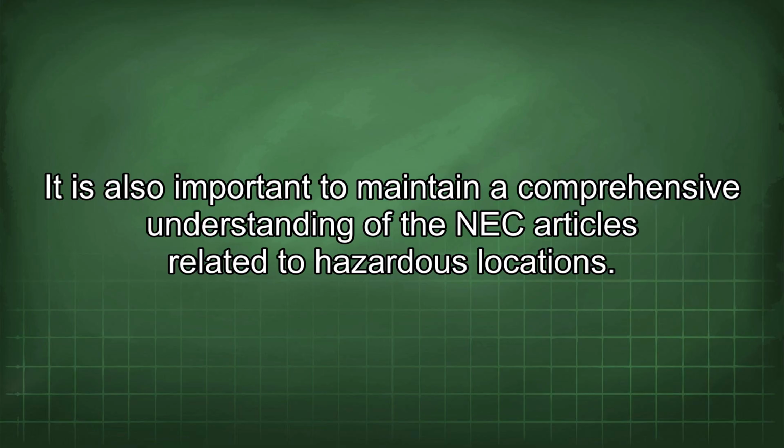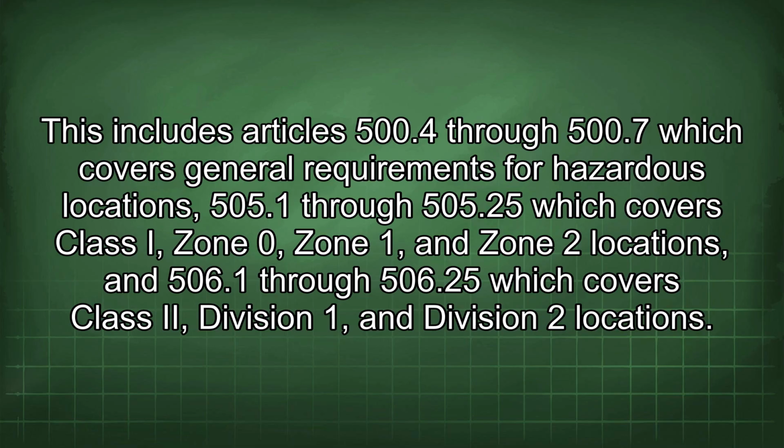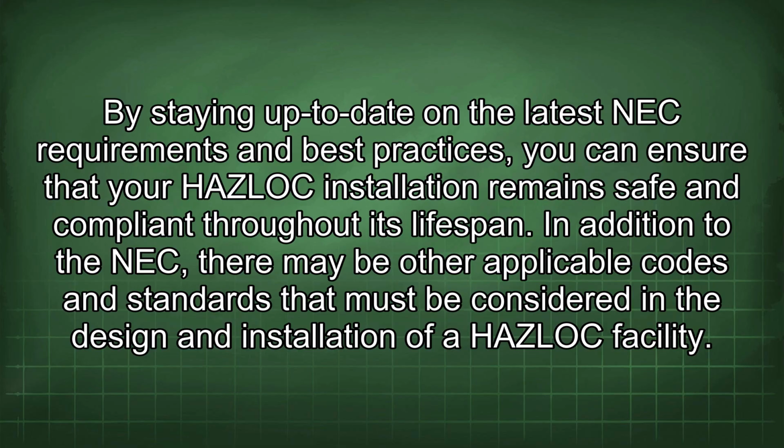It is also important to maintain a comprehensive understanding of the NEC articles related to hazardous locations. This includes Articles 500.4 through 500.7, which cover general requirements for hazardous locations, 505.1 through 505.25, which cover Class I, Zone 0, Zone 1, and Zone 2 locations, and 506.1 through 506.25, which cover Class II, Division 1, and Division 2 locations. By staying up to date on the latest NEC requirements and best practices, you can ensure that your HAZLOC installation remains safe and compliant throughout its lifespan.